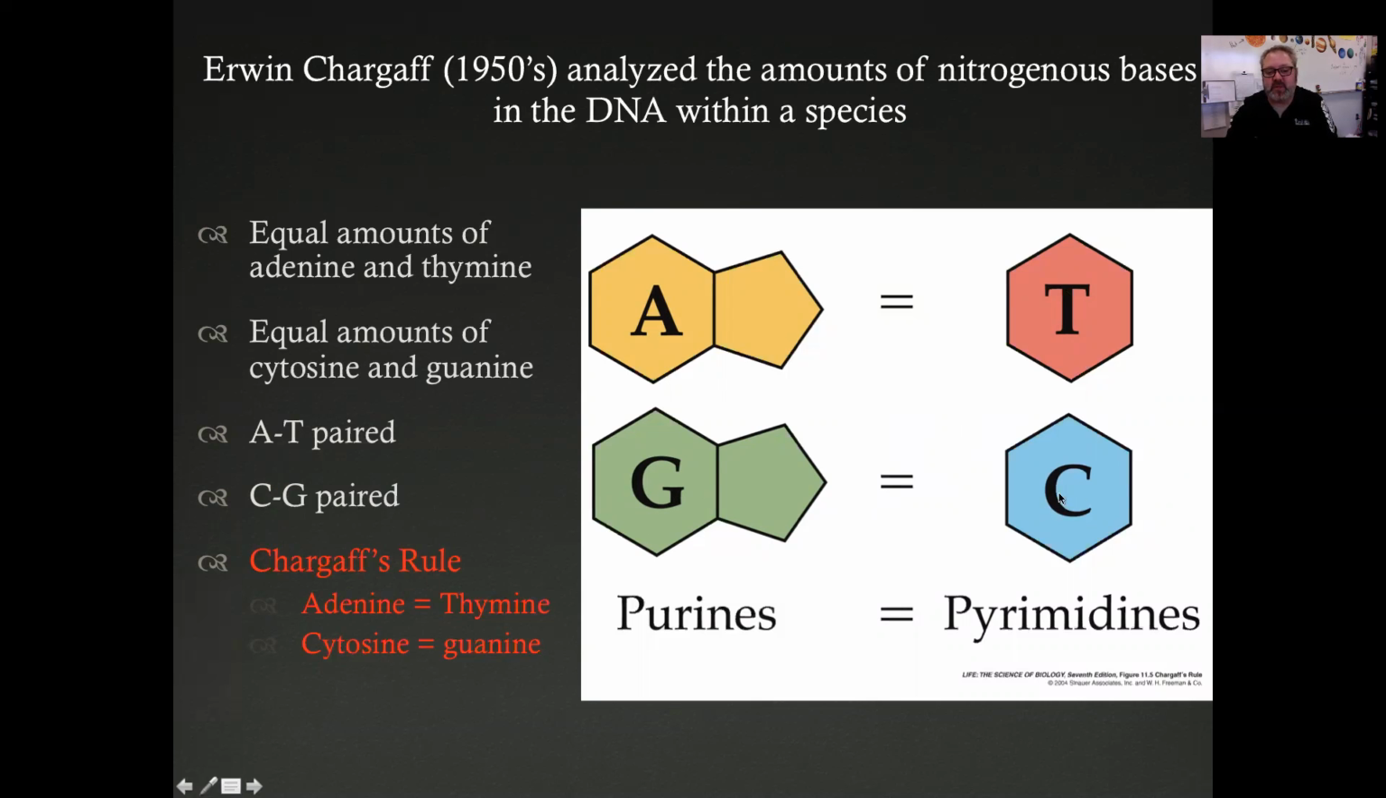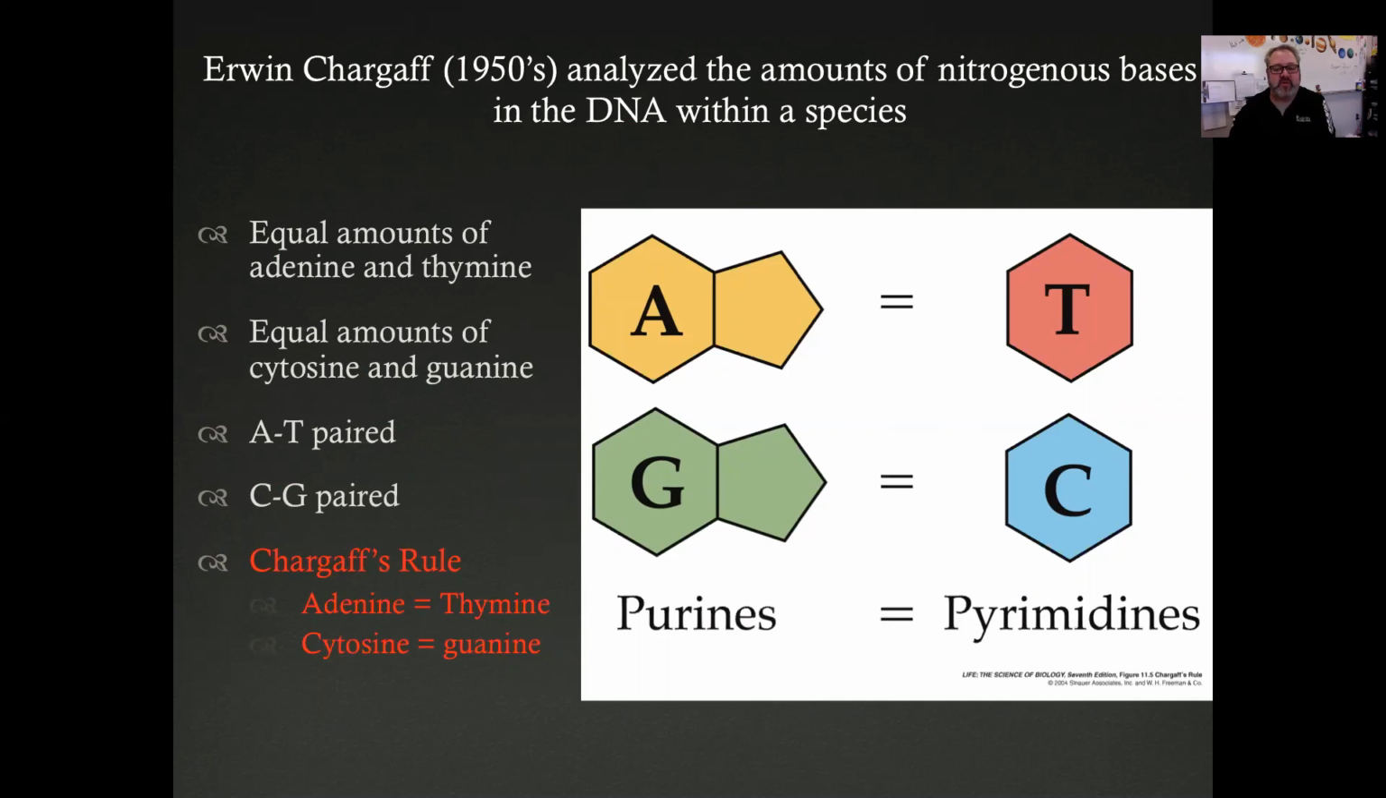Now, this is within a species, right? So we're talking about humans, A's equal T's and G's equal C's. This brought him to the understanding that they must be equal. Like somehow A's are paired together with T's because every time we have an A, there's also a T that goes along with it. And with G's, there's a C. Okay, so adenines pair with thymines, guanines pair with cytosines.